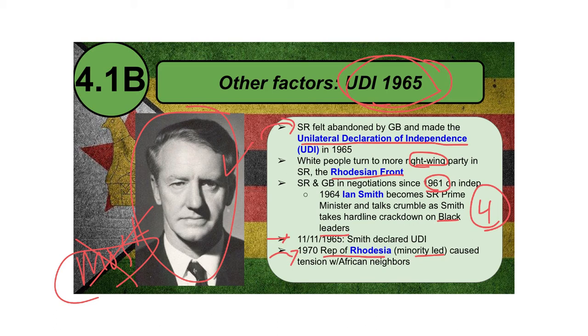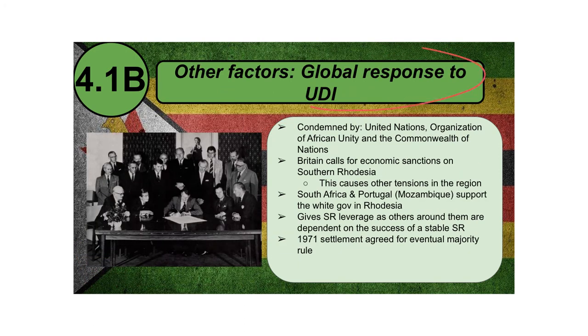Now, immediately after the Republic of Rhodesia is declared, there's going to be a lot of tension between Southern Rhodesia and its neighbors because of the racist policies that its minority government is causing. So the global response to the Unilateral Declaration of Independence was quick and swift. It was condemned by the United Nations, by the Organization of African Unity, and by the Commonwealth of Nations. I mean, this is a large group of nations that have publicly said that what you have done, Southern Rhodesia, is not acceptable. As a result, Great Britain is going to call for economic sanctions on Southern Rhodesia.